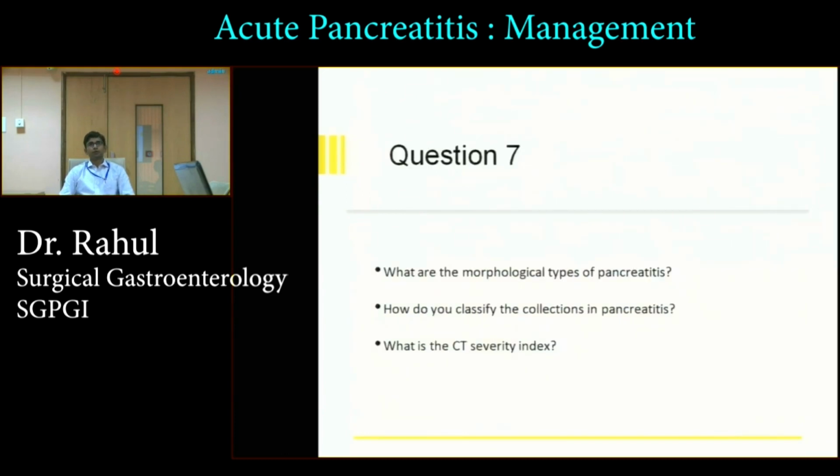Next, please. So, based on the CT scan or clinical evaluation, what are the morphological types of pancreatitis we should know about, and how do you classify the collections? I was talking of collections earlier, so now we will classify the collections, and if CT is done, how do we score the pancreatitis based on the CT?